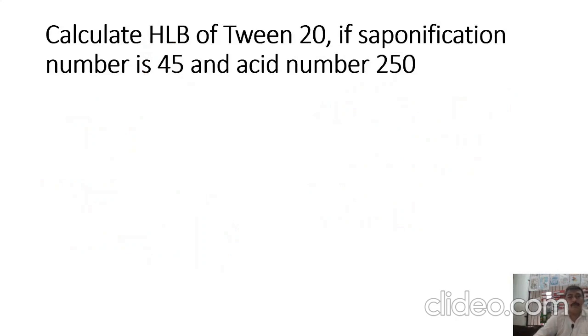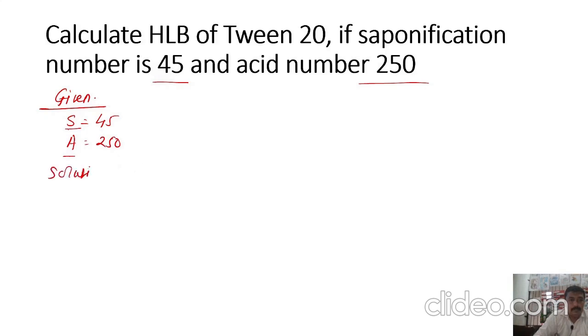Next we will see one more problem which was asked in the chapter examination. Calculate the HLB of Tween 20 if saponification number is 45 and acid number is 250. So here the first important thing is the values which are given in the problem. Saponification number is given as 45, acid number is also given as 250. These two values are given. So again, based on the saponification number and acid number, we have to use the first equation: HLB = 20 × (1 − S/A).